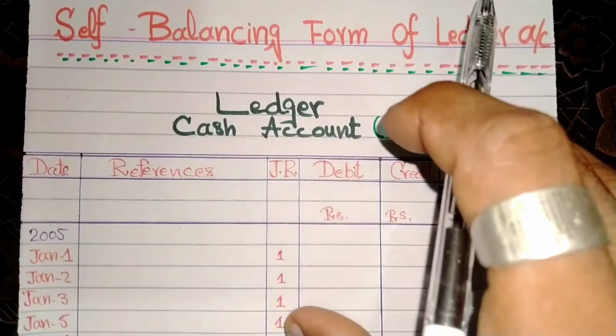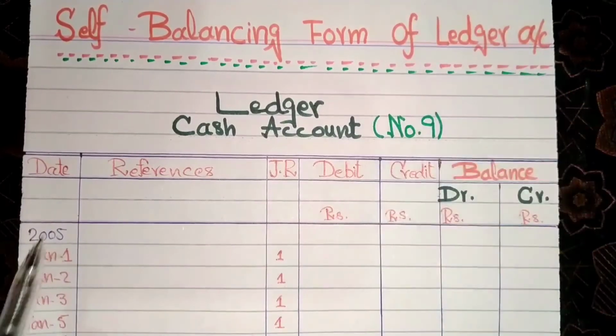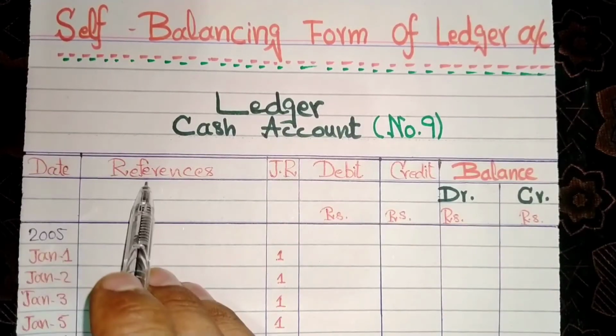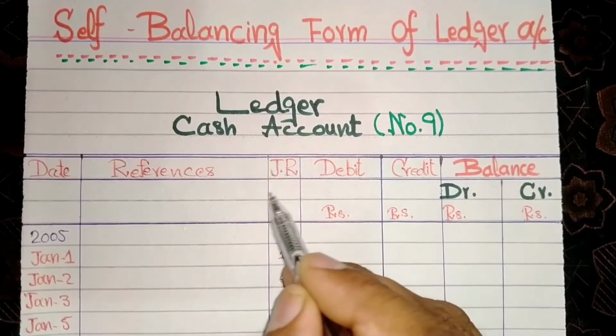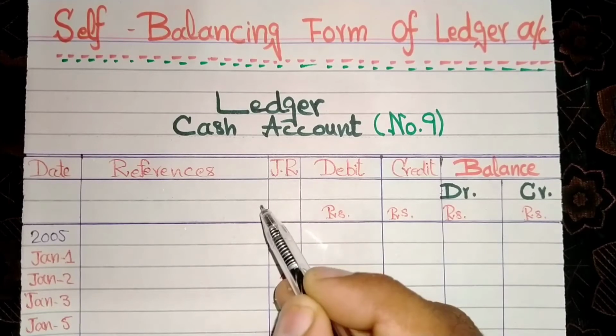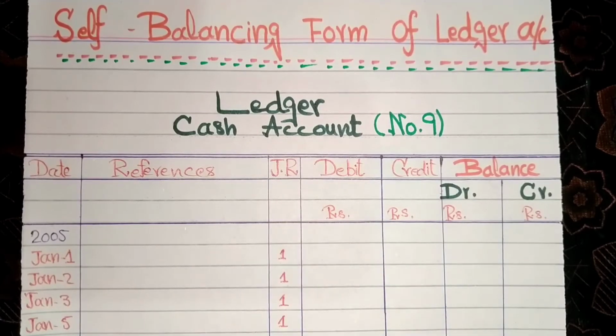This is the format of such type of ledger account. This is the date column, the reference column. Journal reference means the page number of the journal from where the transaction has been posted is mentioned in this column. This will help in locating the entry in the journal easily. Just like this, the first entry will be available on page number 1, and the second transaction's entry is also on page number 1, and the same below.